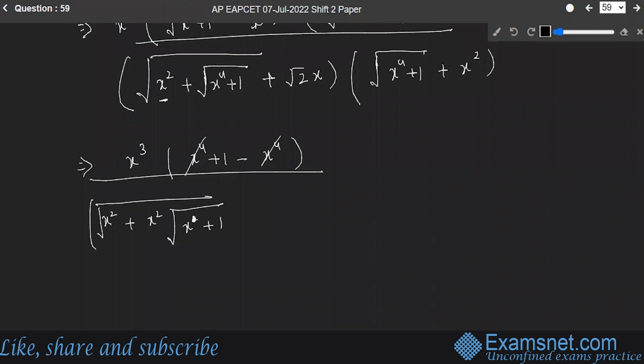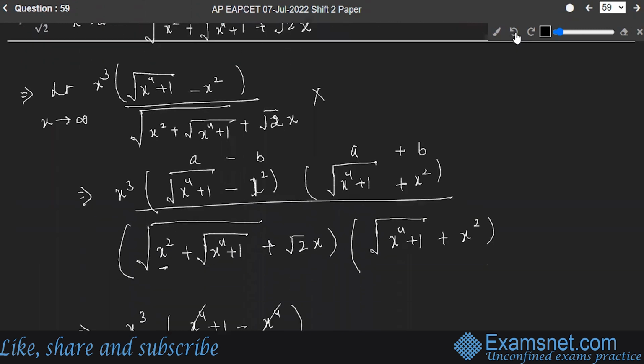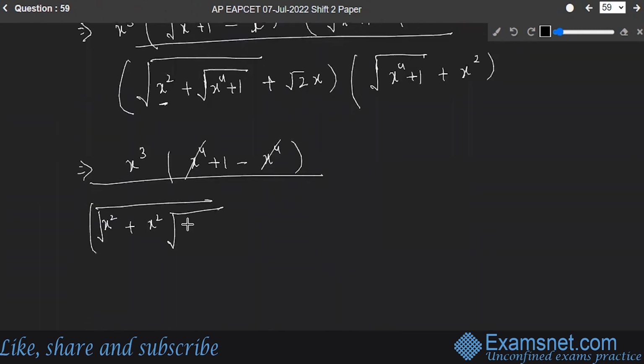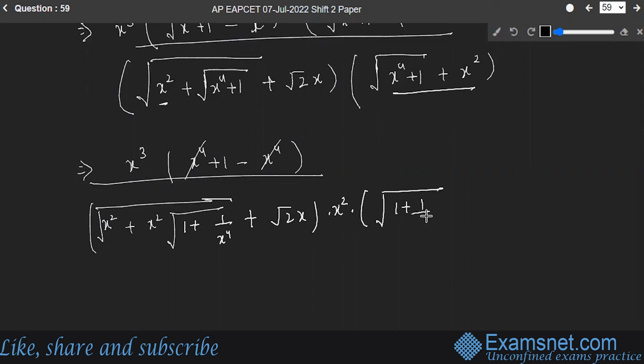So this is just x. It's 1 plus 1 upon x raised to power 4. Plus x is there also, so I'll just leave it like this. And now I'll take x square common from here. So this will be root of 1 plus 1 upon x raised to power 4 plus 1. Hope this is clear to you.